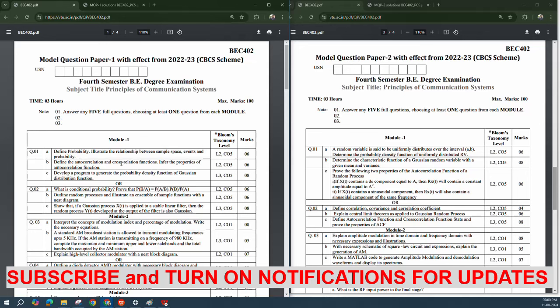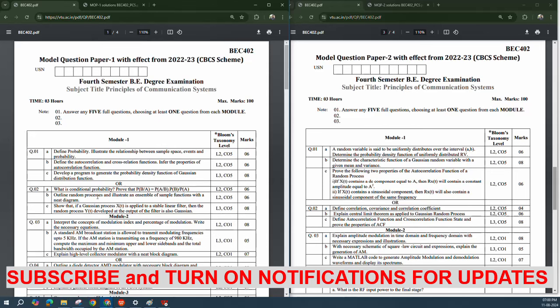Define autocorrelation and cross correlation functions. So these are the repeatedly asked questions related to correlation, autocorrelation, cross correlation, and things you can easily expect in exams. And develop a program to generate probability density function of a Gaussian distribution function. This is also a kind of question repeatedly asked. And in the choice question, you can see conditional probability is asked and you need to prove this.